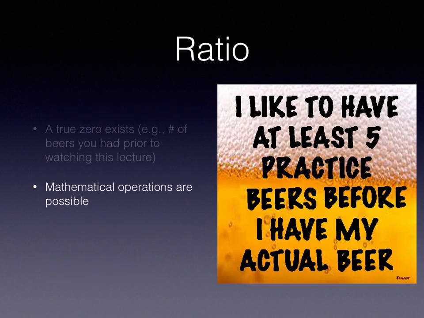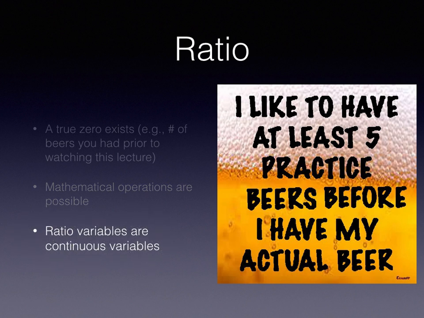So ratio variables are interval variables with a true 0. How many beers did you have before watching this lecture? I had 0. 0 is an actual true number here, the absence of any beers. And once again, mathematical operations are possible, and of course, ratio variables are also continuous variables.